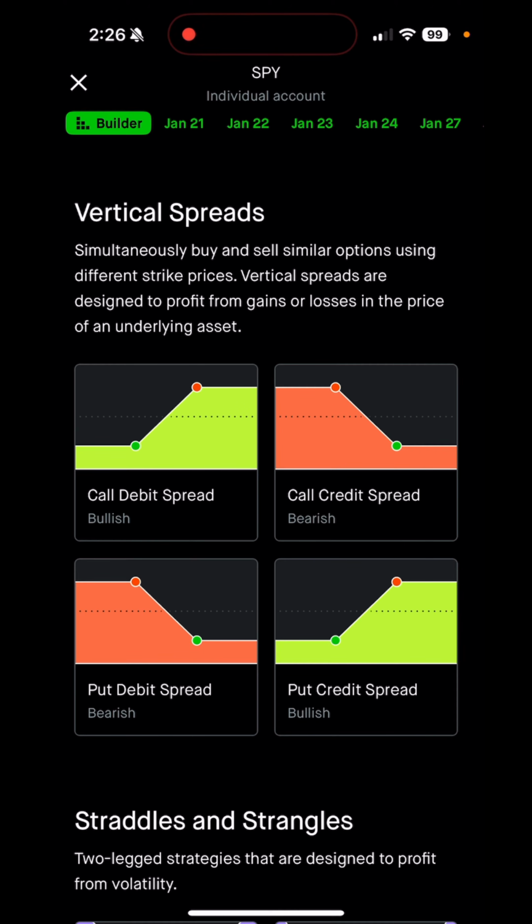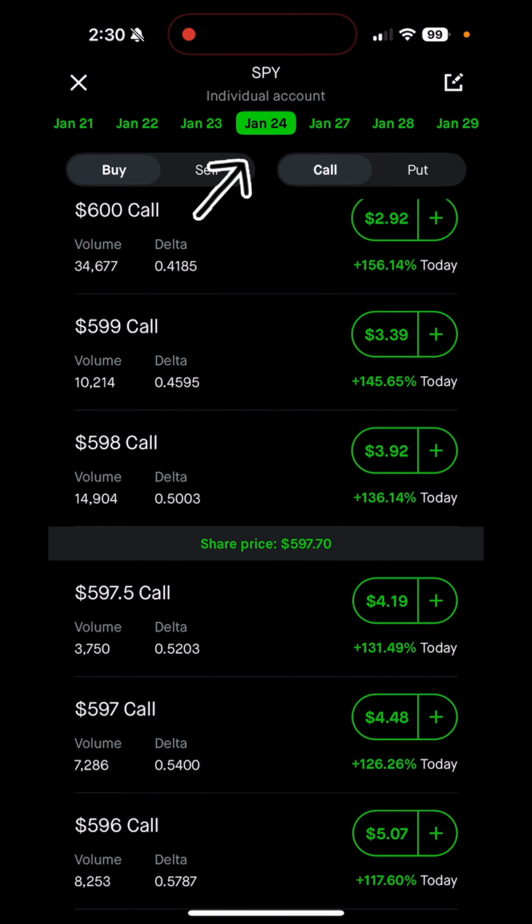Let's start with the limitations of vertical spreads. They are great for theta harvesting, but they're also unforgiving when the underlying stock drops. Let's use the SPY for example. We can set up a credit put spread aiming for a 10 to 20% return on collateral. To do this, let's do about a week out at the January 24th expiration.